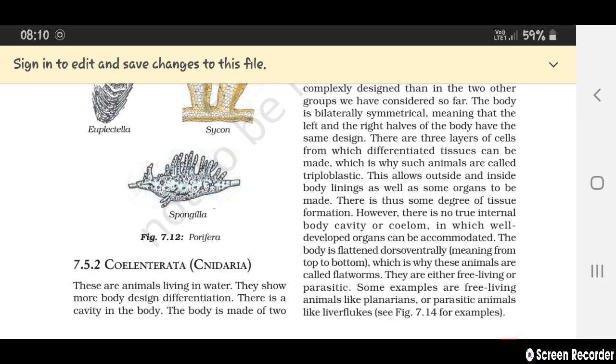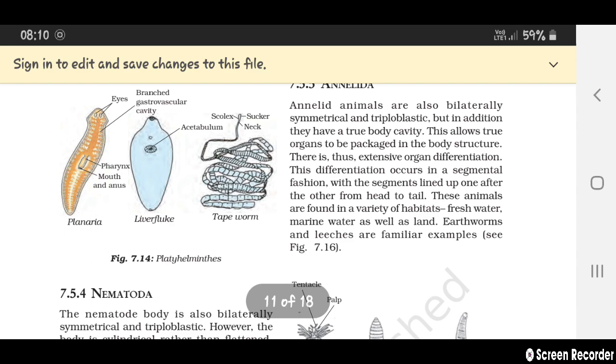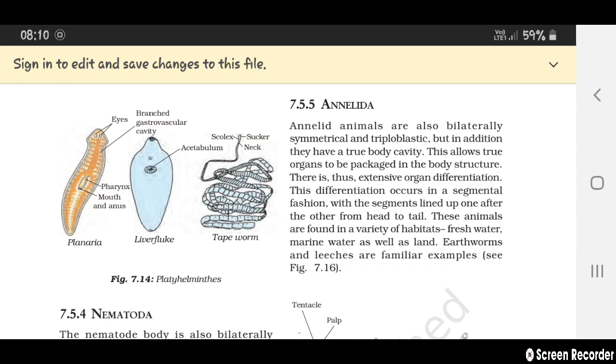The body is flattened dorsoventrally, meaning from top to bottom, which is why these animals are called flatworms. They are either free living or parasites. Some examples for this are planarians and parasitic animals, like here you can see planaria, liver fluke and tapeworm. These are some of the examples for Platyhelminthes.